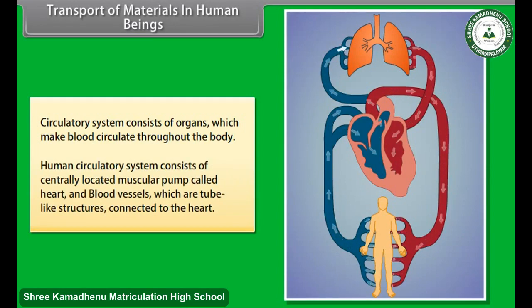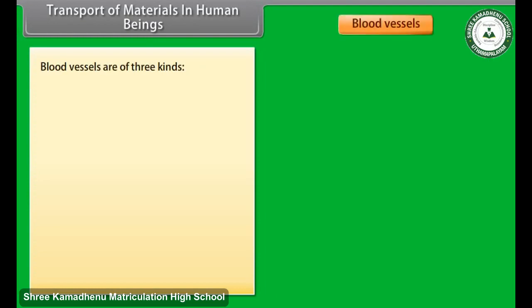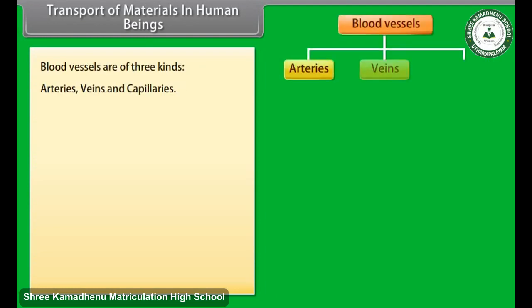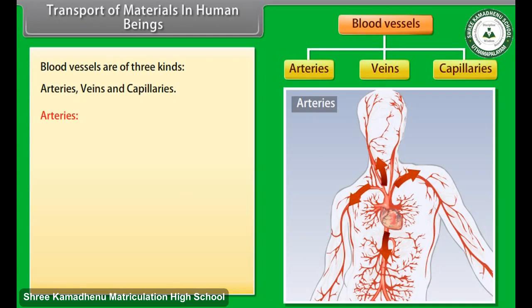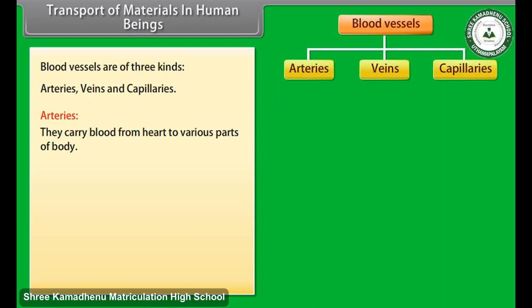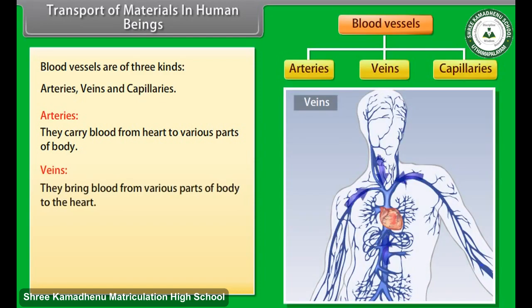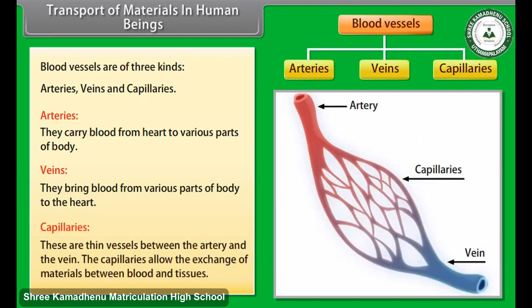The human circulatory system consists of a centrally located muscular pump called the heart and blood vessels which are tube-like structures connected to the heart. Blood vessels are of three kinds: arteries, veins and capillaries. Arteries carry blood from the heart to various parts of the body. Veins bring blood from various parts of the body to the heart. Capillaries are thin vessels between the artery and the vein. The capillaries allow the exchange of materials between blood and tissues.